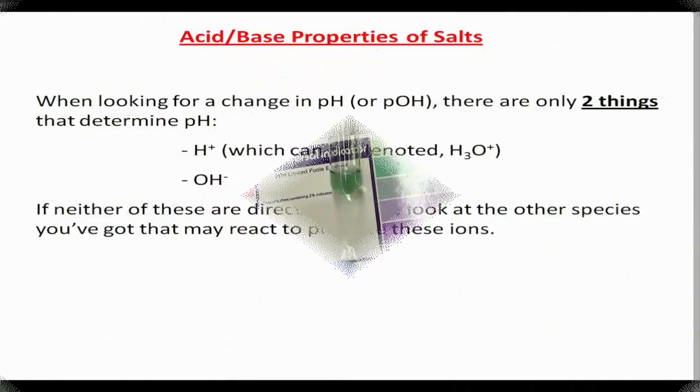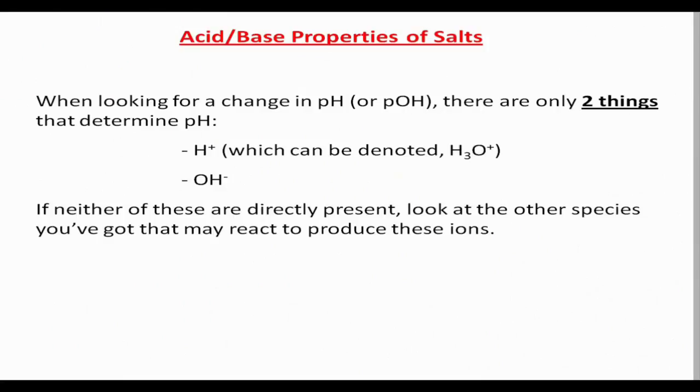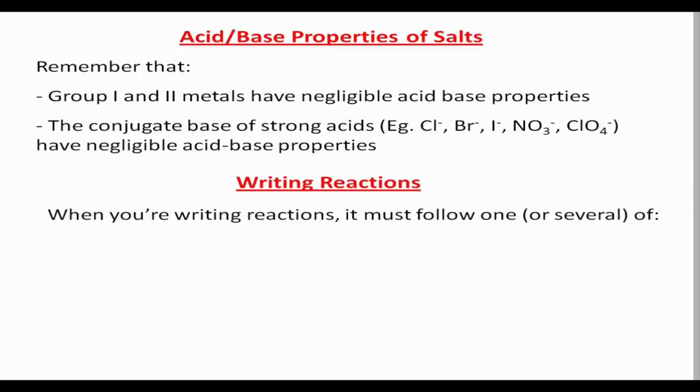When looking at the acid-base properties of salts, first of all remember that the only species that determine pH of solution are hydrogen ions, or H3O+, hydronium ions, and hydroxide ions. If neither of those are being formed in solution, you're not changing the pH. Also remember that group 1 and 2 metals, things like sodium, potassium, magnesium, have negligible acid-base properties, and the conjugate base of a strong acid also has negligible acid-base properties. For example, chloride, nitrate, bromide.